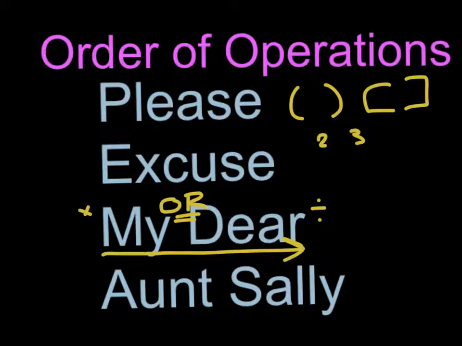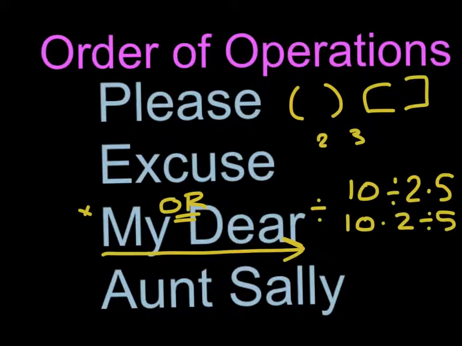So if division happens to be first, like 10 divided by 2 times 5, then I divide first and then multiply. If multiplication is first, like 10 times 2 divided by 5, then I multiply first, okay? So my dear goes together. Multiplying and dividing are kind of just inverse operations of each other. And then we go to the Aunt Sally.